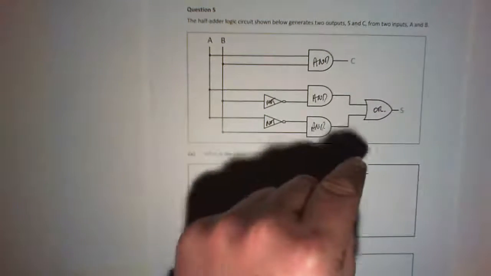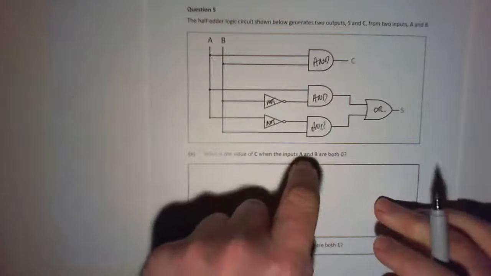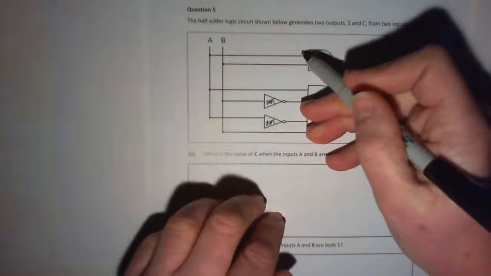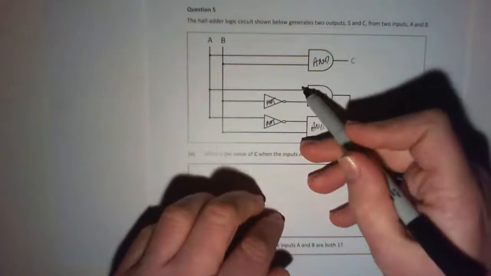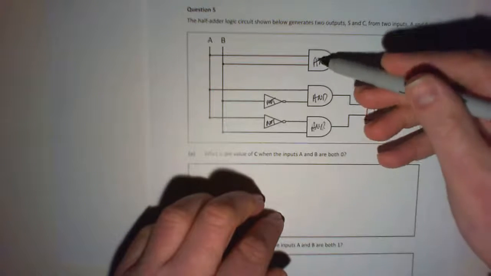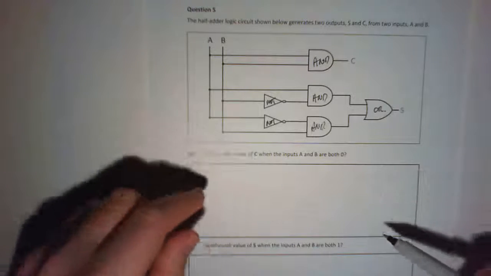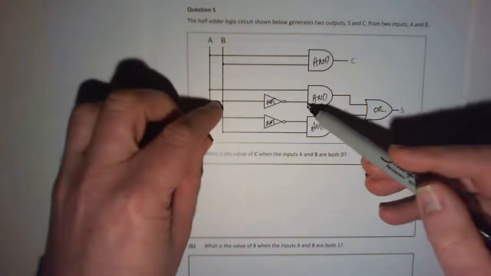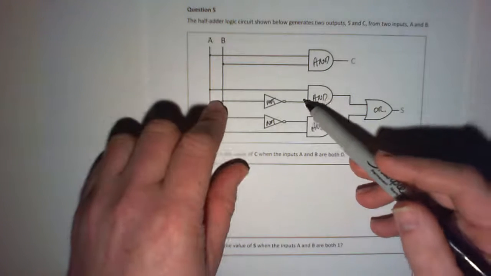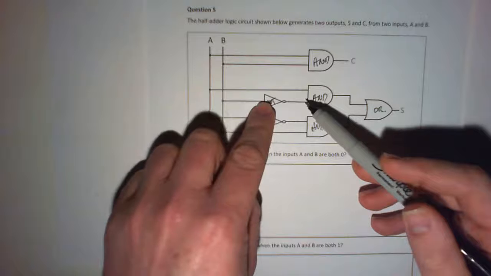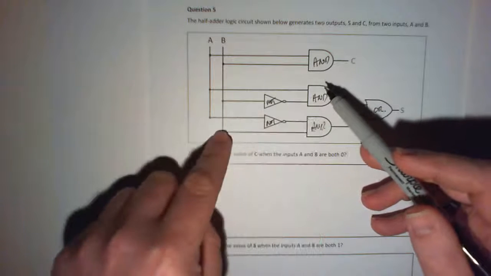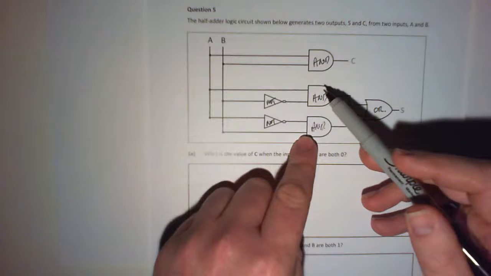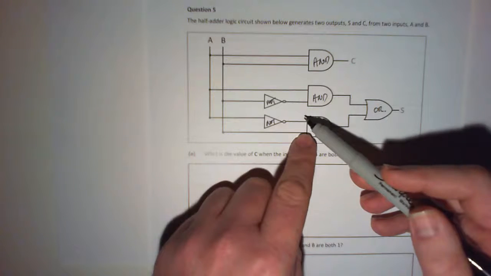Okay, so what's if both are 0? Okay, so if A is 0, then this is 0, that's 0, and that's 0. So the top of the three ANDs is 0. Okay, if B is 0, that means the bottom of that AND is 0. The bottom of that AND is 1, because it's a NOT. If it goes in at 0, it comes out at 1. And the bottom of this one is going to be 0, and that one's a 1.